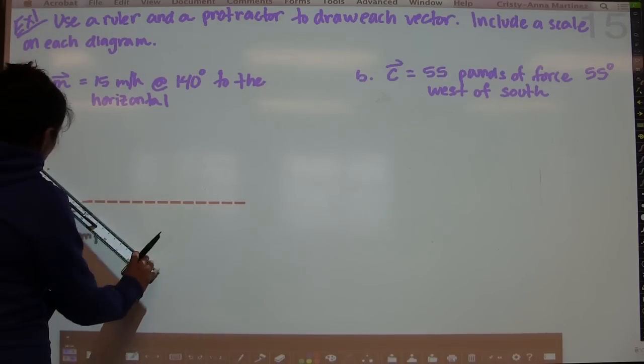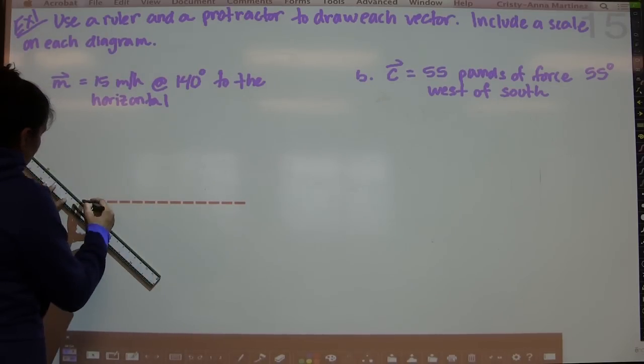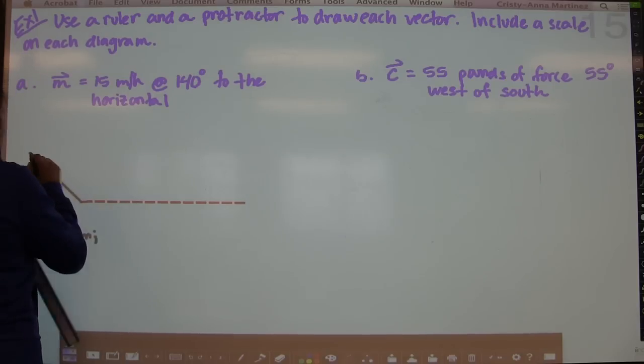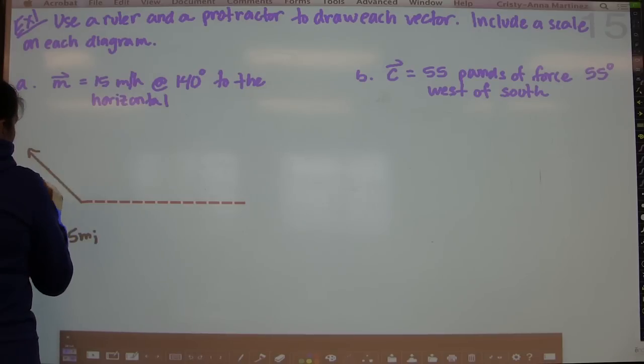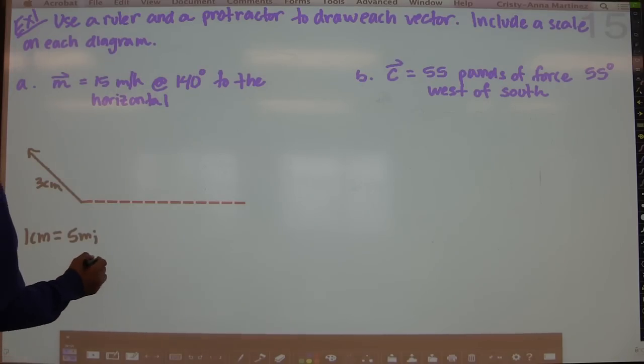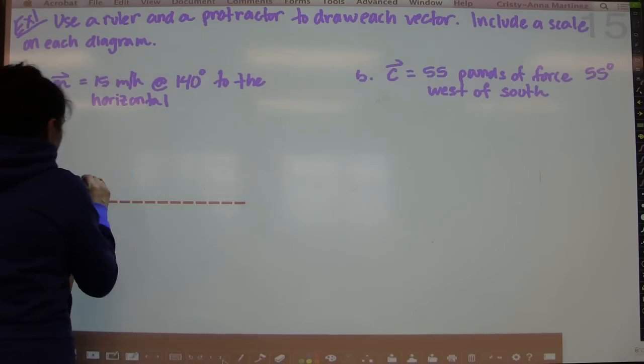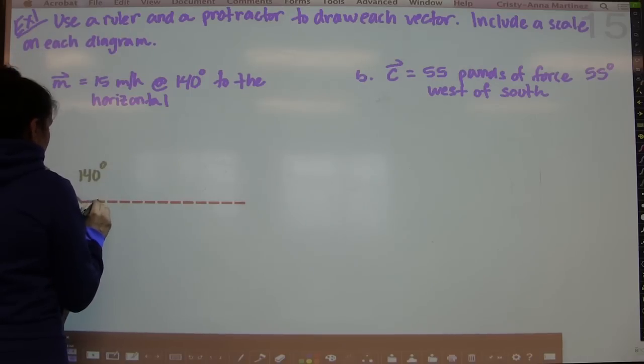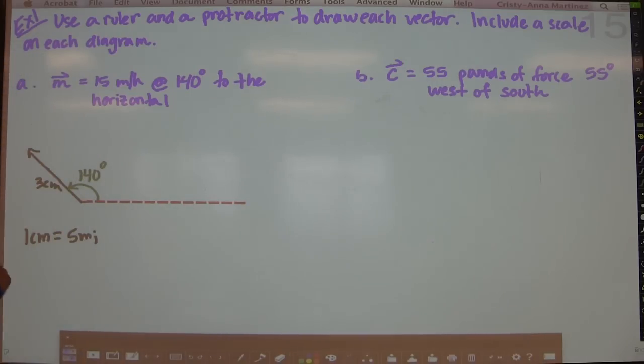And so it means that I'm going to draw three centimeters long. All right, and then this angle is 140 degrees. This angle right here is 140 degrees. So that's what it asks us to do, 15 miles per hour at 140 degrees to the horizontal. So that's basically all you have to do for part A.